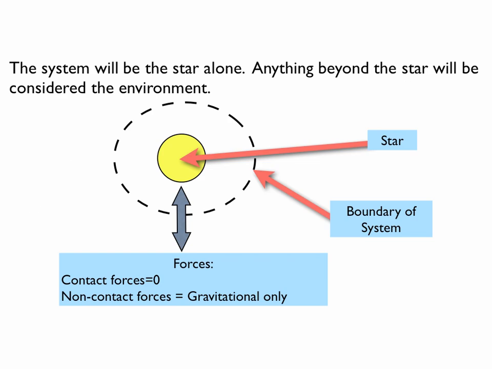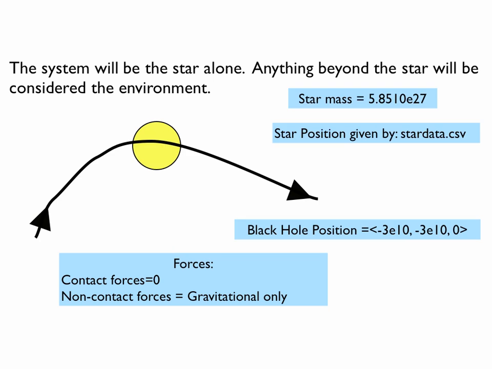The system will be defined as shown. Only the star will be considered to be a part of the system. Everything else is environment. There will be no contact forces. The only non-contact force will be gravitation. Star mass is given. Star positions are given. The black hole position is given.